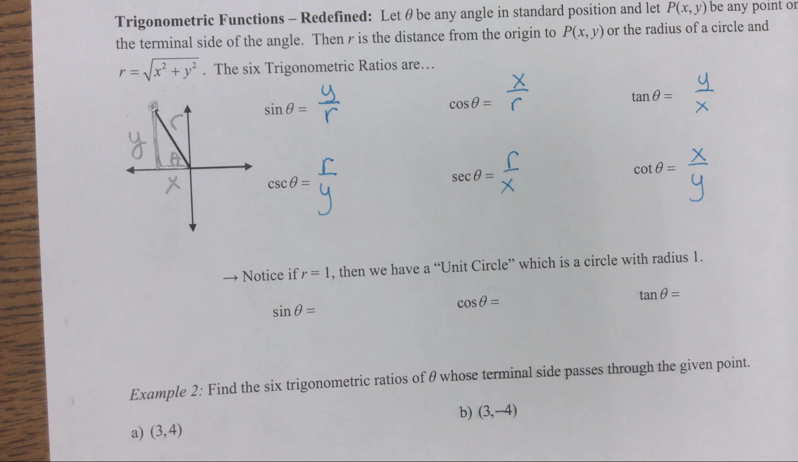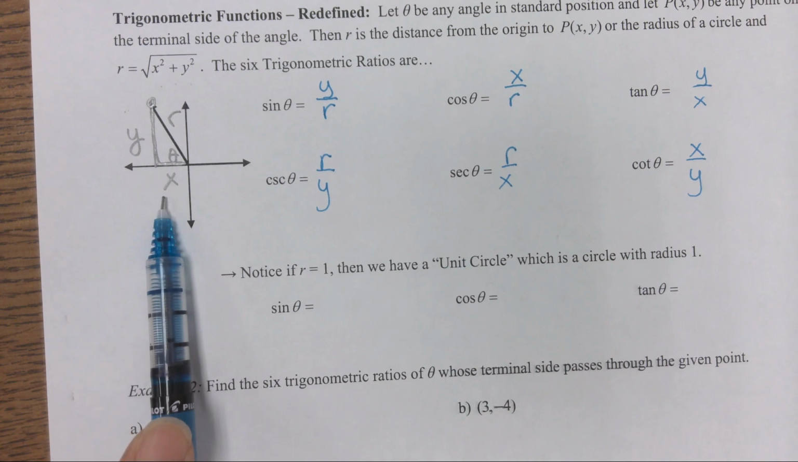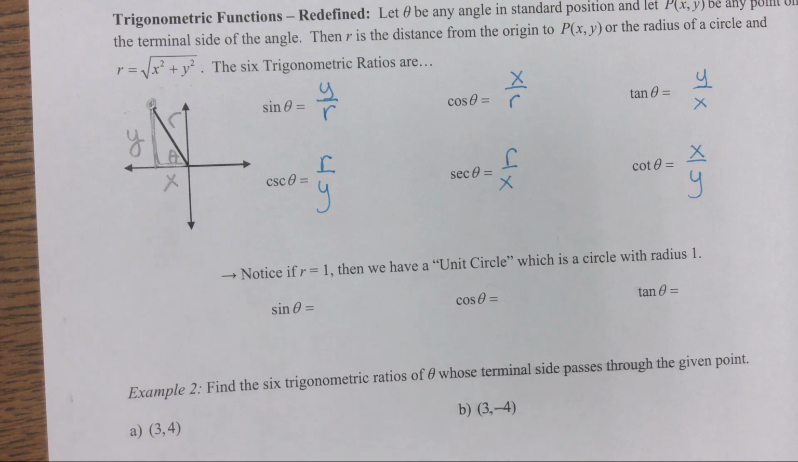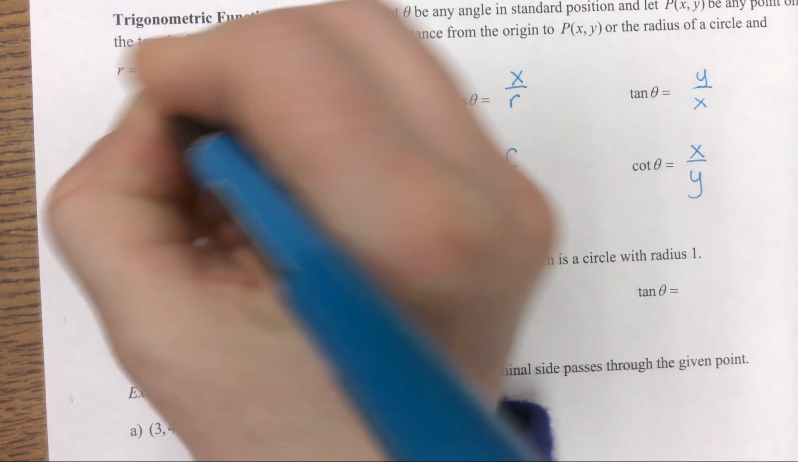If you were down here, wouldn't the x and y both be negative? So that would impact things with both an x and a y. Where would it always be positive? What's the only quadrant that would have both x's and y's that are positive? Quadrant 1. Okay.